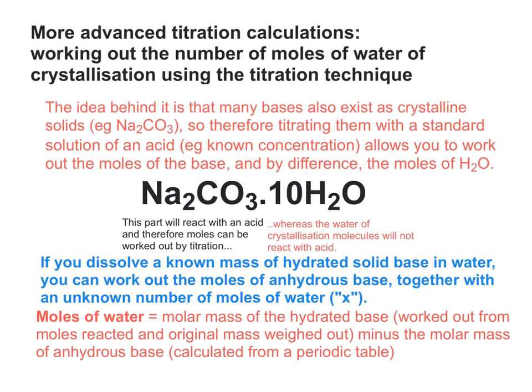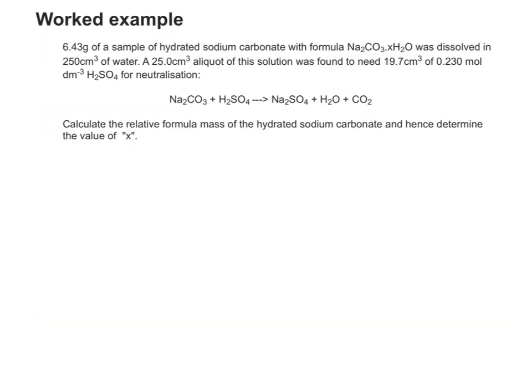If you're still feeling it's a little bit complicated, and maybe you aren't 100% sure about it, let's go through a worked example. That's probably the easiest way to demonstrate it. Looking at this one, it's important to look at your data and see what you have enough data to calculate the number of moles of. The first thing you come across is 6.43 grams of your sample of hydrated sodium carbonate. What you don't have is the Mr of that hydrated sodium carbonate, because you'd need the number of moles to work that out, using mass over Mr, so that's not a good place to start. However, you do have information on H2SO4: 19.7 centimetres cubed and 0.230 moles per decimetre cubed.